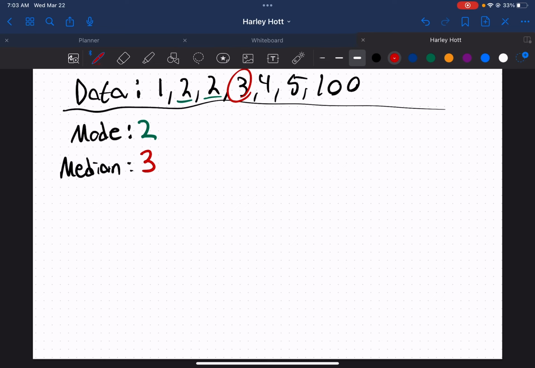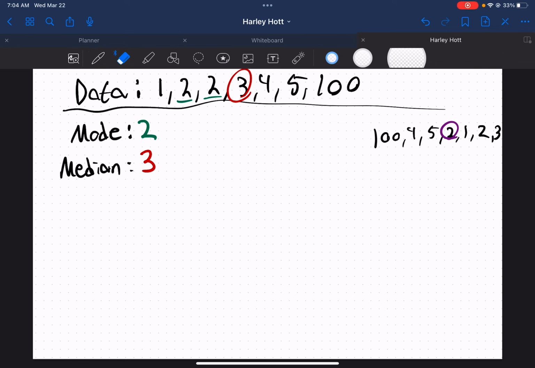If my data was out of order, like this, the median is not just the middle number in the list. The median wouldn't be 2 here because we're not in order. We need to first rearrange the data to put it in this nice order in order to find the median.